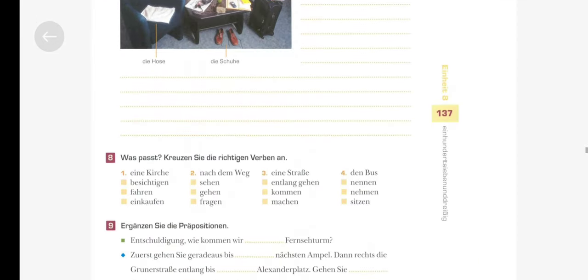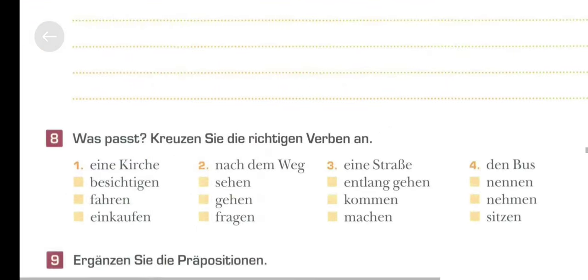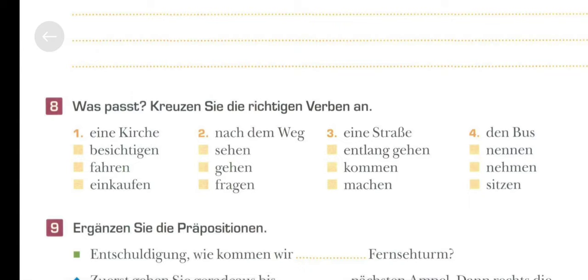Next is was passt? Kreuzen Sie die richtigen Verben an. Eine Kirche. You have to choose the verb which suits. Eine Kirche: fahren, einkaufen, besichtigen. Besichtigen is to visit, fahren is to drive, and einkaufen is to shop. So which one suits? Eine Kirche besichtigen, to visit the church. Next is nach dem Weg: sehen, gehen, fragen. Sehen is to see, gehen is to go, fragen is to ask. Nach dem Weg fragen, to ask about the way.